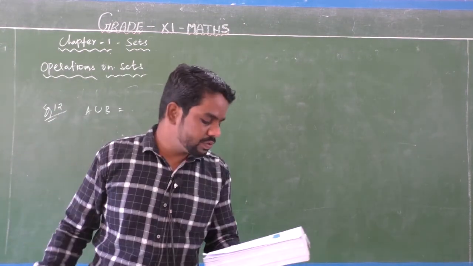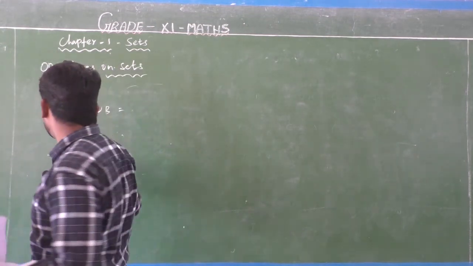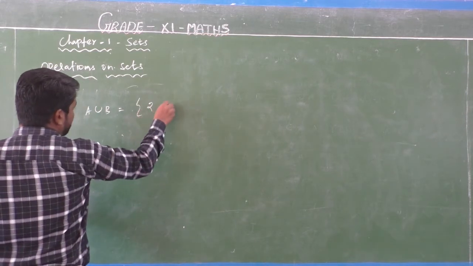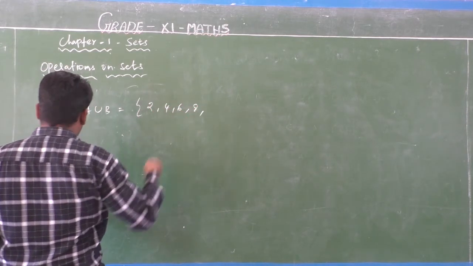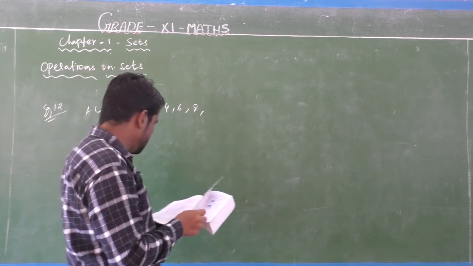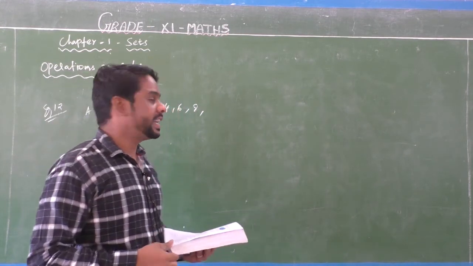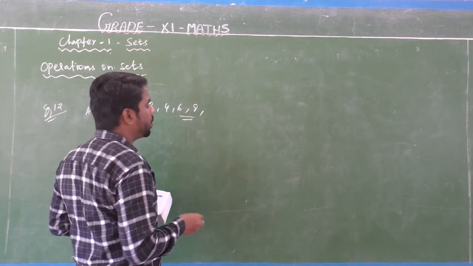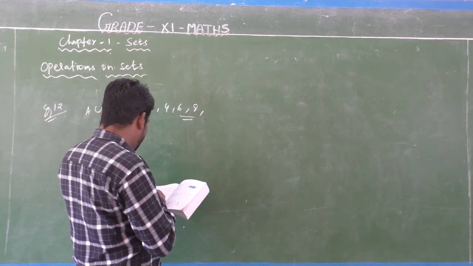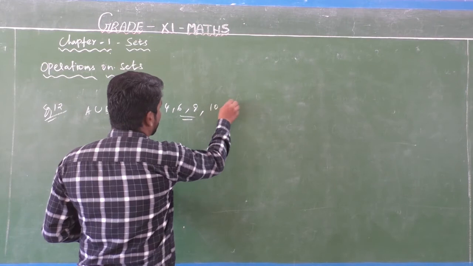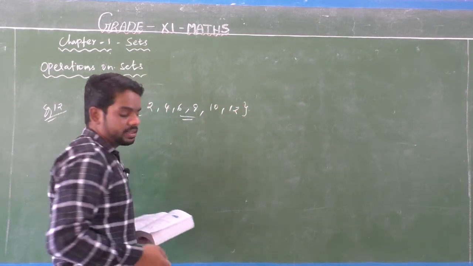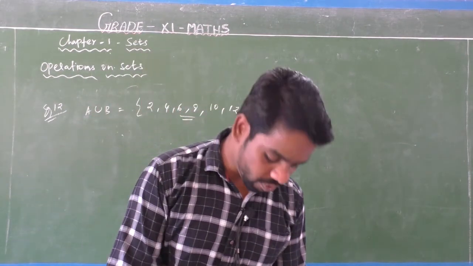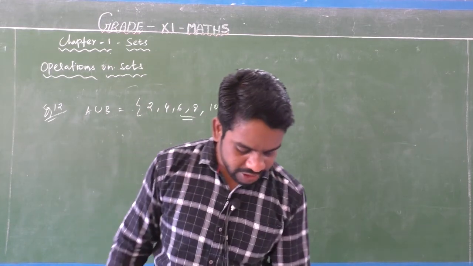So A has 2, 4, 6, 8 and B has 6, 8, 10, 12. Here 6 and 8 are common elements, so common elements are taken only one time. So the remaining elements from B are 10 and 12. This is A union B. Very, very simple question. So, next, question number 13.